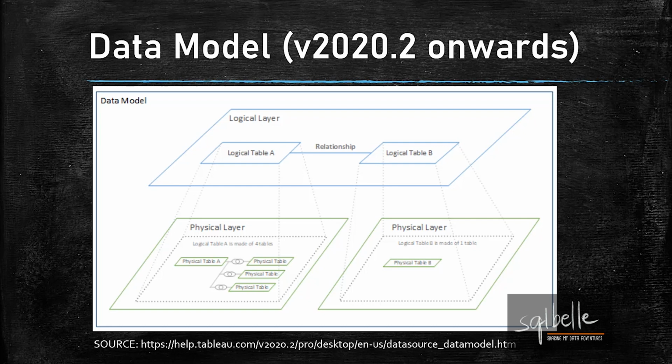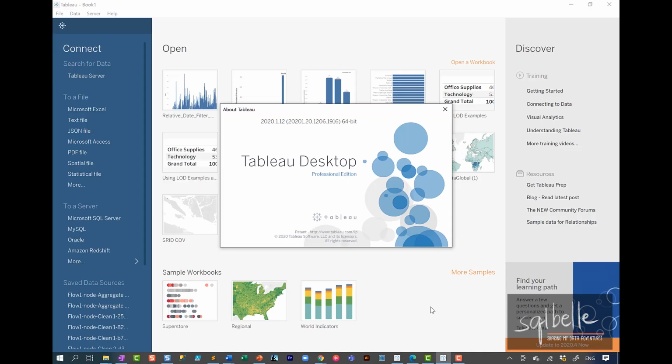Starting version 2020.2 onwards, Tableau has introduced the concept of a data model, and this is a way that Tableau now separates what it calls a logical layer and a physical layer. It's worthwhile to take a look at what the default interface and the default behavior was before 2020.2. So this is version 2020.1. This is before the big data model change.